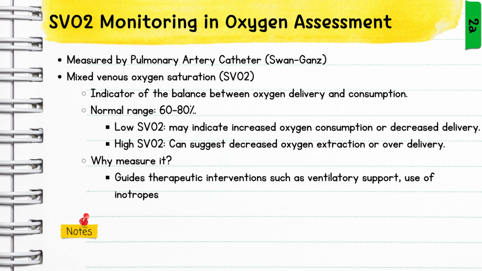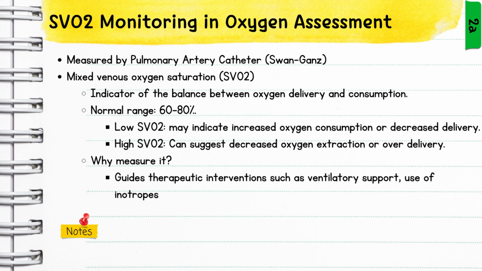A low SvO2 might indicate that the tissues are consuming more oxygen than is being delivered, or that delivery has decreased due to factors like low cardiac output. On the opposite side, a high SvO2 can suggest that the tissues are extracting less oxygen. They're not able to use the oxygen that's getting there, which might occur in conditions like sepsis, or when oxygen is being over-delivered. So monitoring SvO2 helps us fine-tune specific interventions to optimize oxygen delivery and consumption.